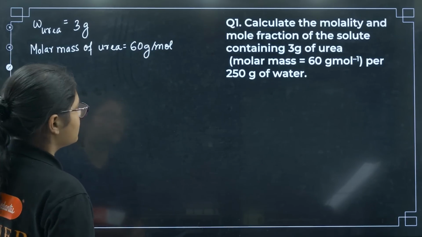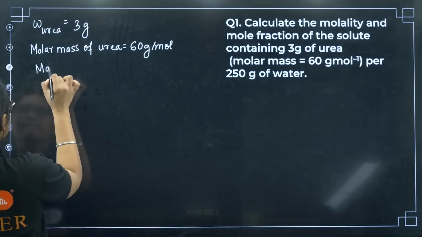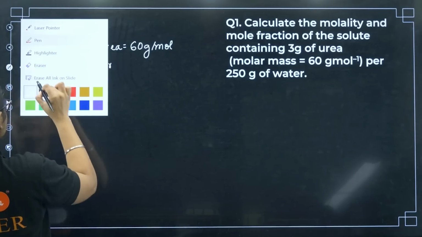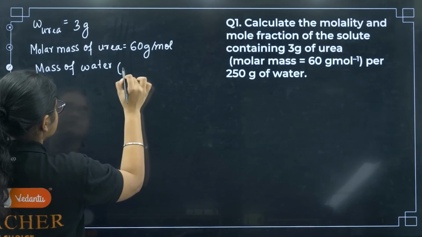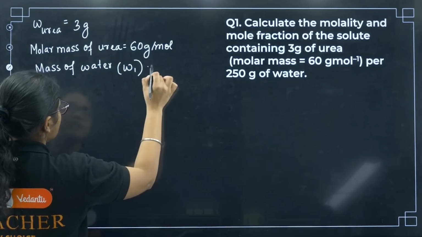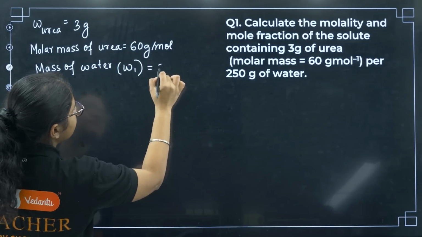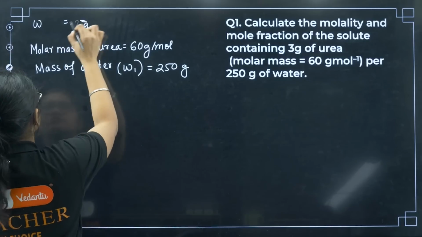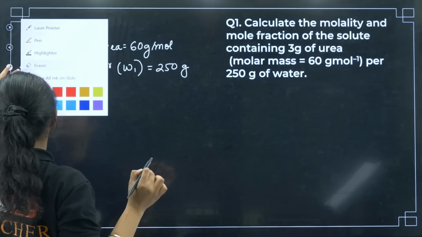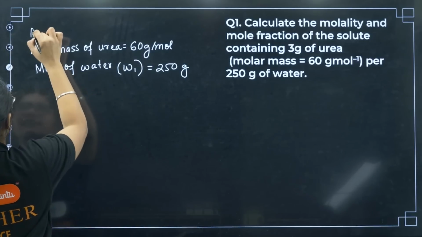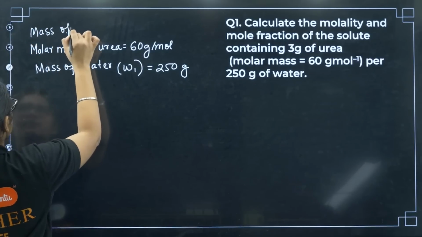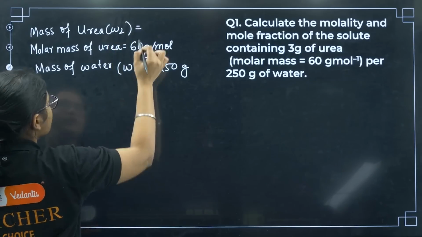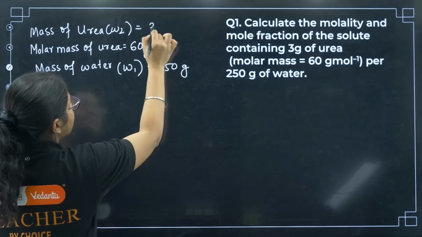Next, I have the mass of water. Here you can give the short forms if you want. For example, mass of water, which is the solvent, I want to write as W1, which is 250 gram. Similarly for urea, I will specify beforehand what it is: mass of urea, I'll write as W2 because it is the solute, and that is equal to 3 gram.